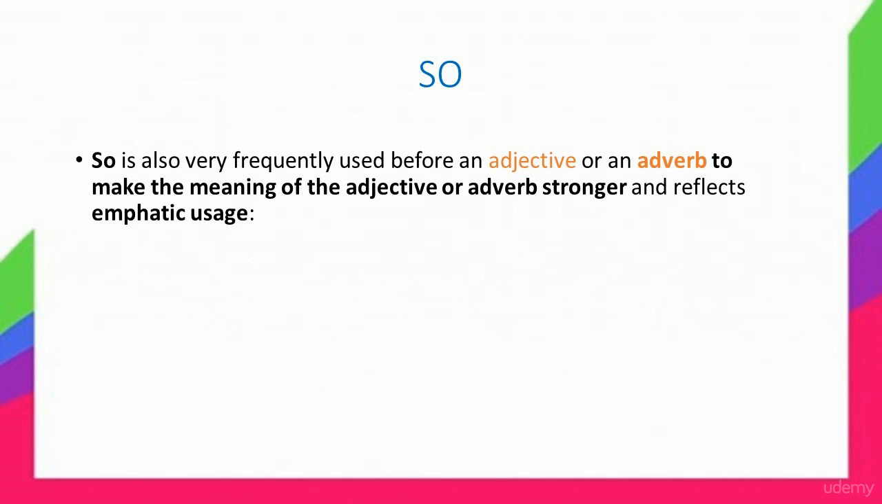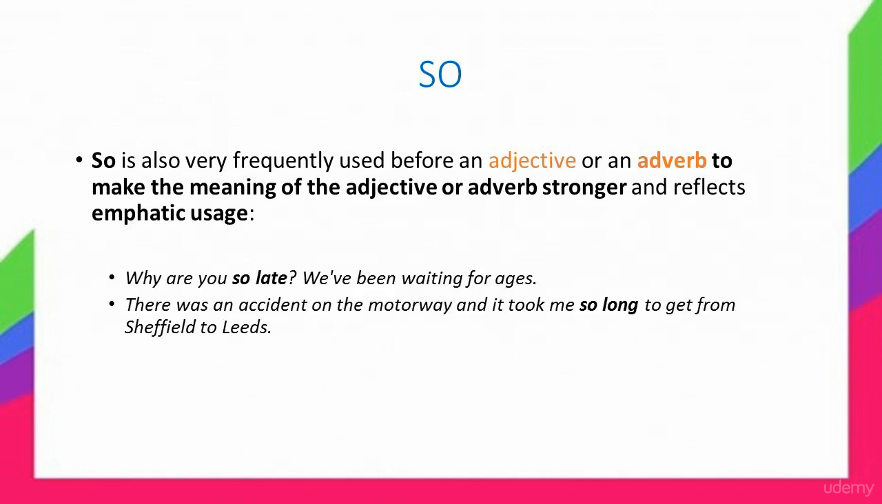So is also very frequently used before an adjective or an adverb to make the meaning of the adjective or adverb stronger and reflects emphatic usage. For example, why are you so late? We've been waiting for ages. There was an accident on the motorway and it took me so long to get from Sheffield to Leeds. Why are you driving so slowly? It's not safe to drive any faster.